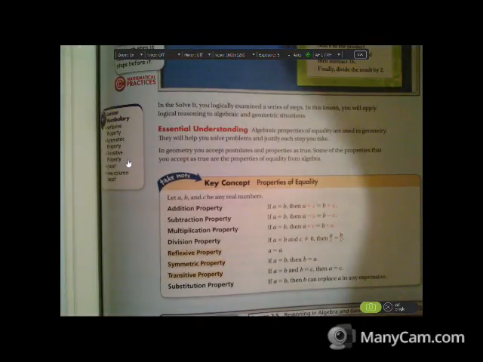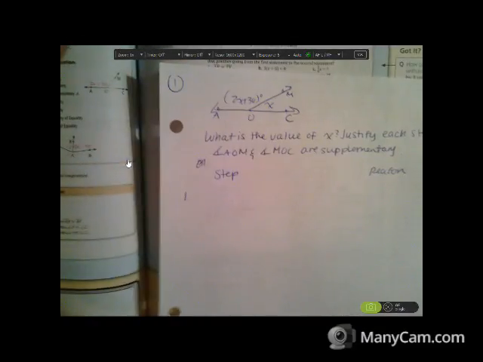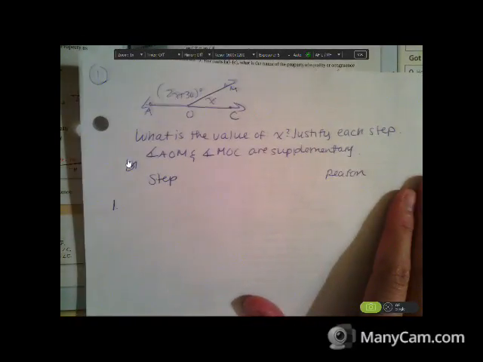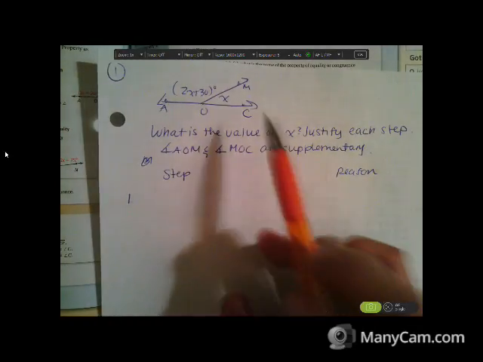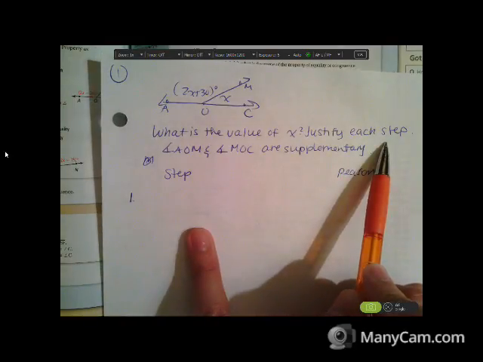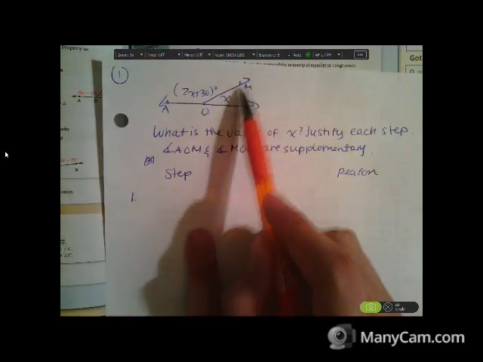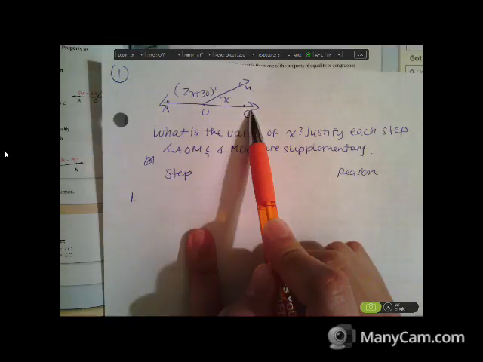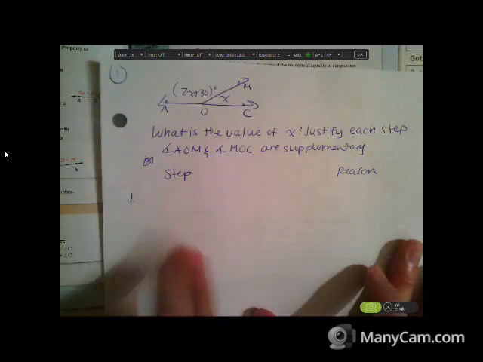So let's go into problem 1. Problem 1 states, what is the value of x? So we have a picture here. We want to know what the value of x is. Justify each step. Okay, so we are given that angle AOM is supplemental to angle MOC. So that means that when you add these two up together, you get 180.